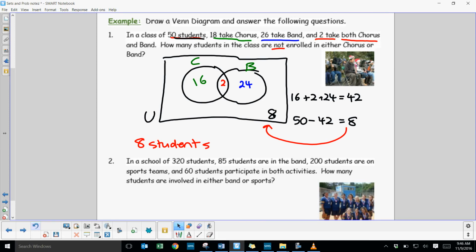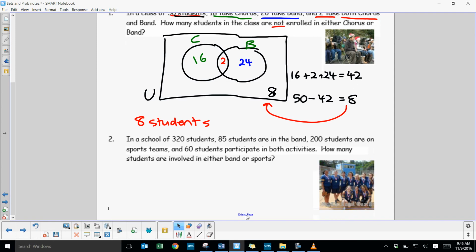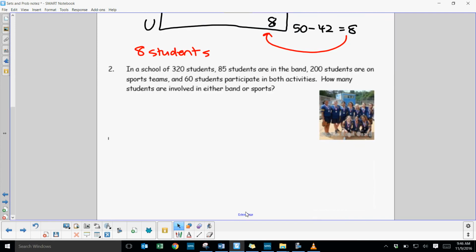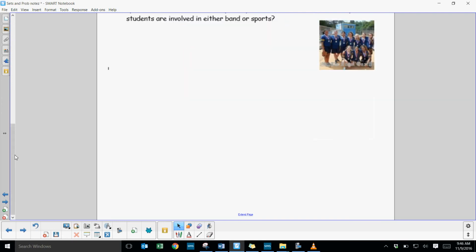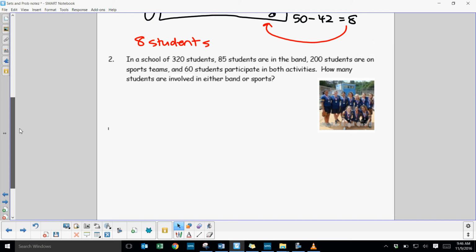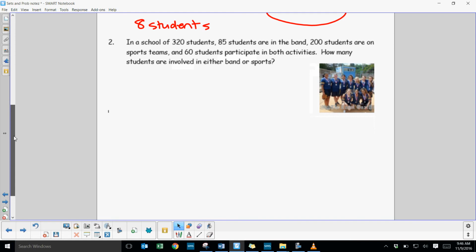Question 2. Let's scroll down a bit for that. In a school of 320 students, 85 students are in the band, 200 students are on sports teams, and 60 participate in both activities. How many are involved in either band or sports? In this case, they want you to work out the union, but that's a bit clearer after we draw the Venn diagram.